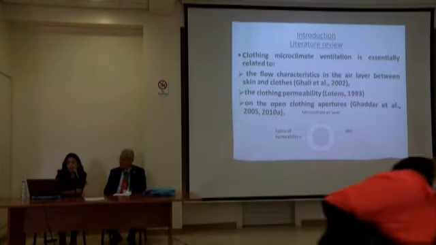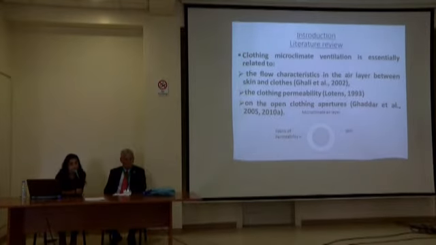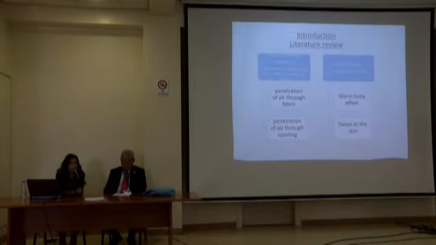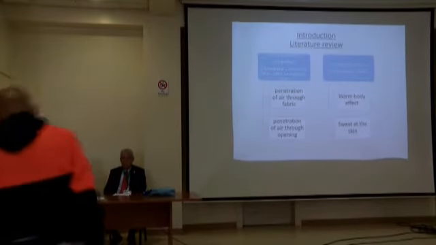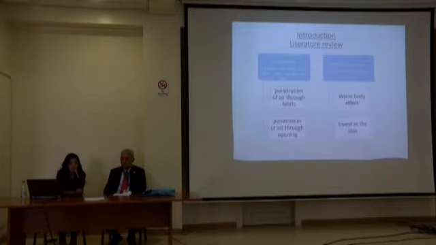Now, clothing microclimate ventilation is essentially related to the flow characteristic in the microclimate air layer. The microclimate air layer is a layer trapped between the skin and the fabric. It's also related to the clothing permeability and to the open apertures. The flow characteristics of this air layer is related to two phenomena. The first, convection induced by wind conditions and by the opening that drive the flow upward, driven by the pressure difference, and the natural convection, which is affected by the warm body effect and the sweat at the skin.